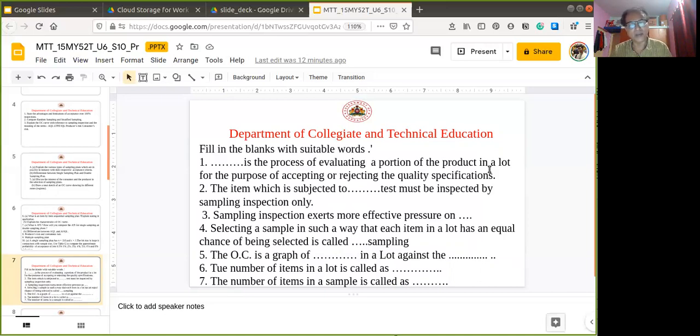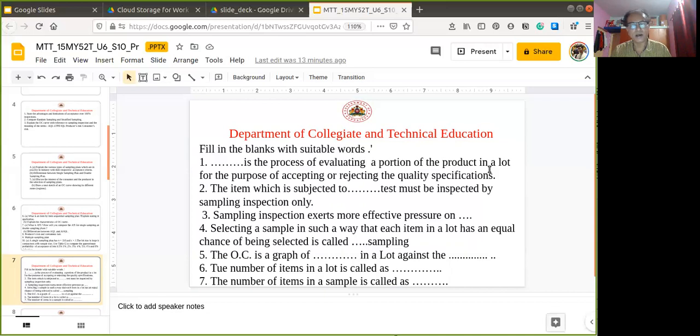The sample size may be 4, 5, 6, or 8, something like that. So we will select the sample size. Then, depending upon the sample inspection, we will decide whether we have to accept the lot or reject the lot. So the answer for the first question is acceptance sampling. Acceptance sampling is the process of evaluating a portion of the products in a lot for the purpose of accepting or rejecting the quality specification.